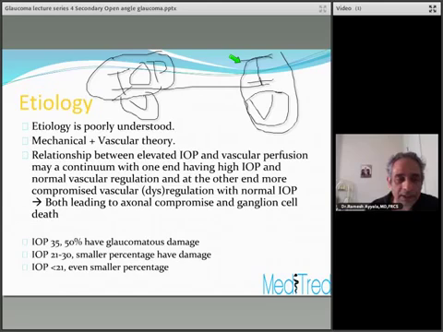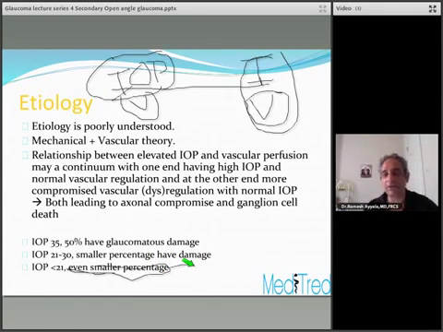To complete the topic here, IOP between 21 and 30, smaller percentage of damage, probably in the range of 30%. And if it is less than 21, an even smaller percentage of patients exhibit damage to the optic nerve head. So it is this last category, if they do exhibit axonal damage and optic nerve damage, we call this normal tension glaucoma, and we believe that the etiology for that is vascular dysregulation.